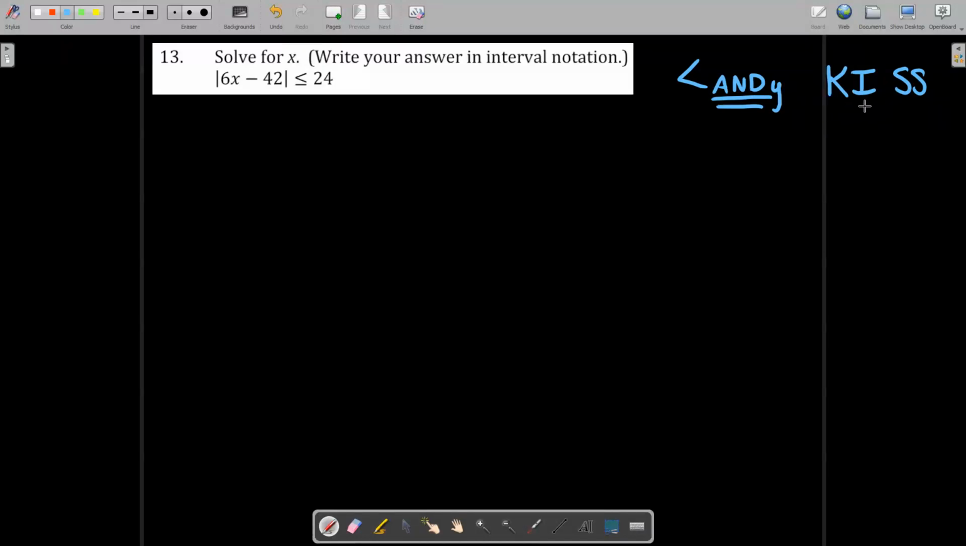But keep it refers to the left side of the inequality. Switch refers to the inequality. And then the second switch is the number. We change it from positive to negative or from negative to positive, such as the case may be.